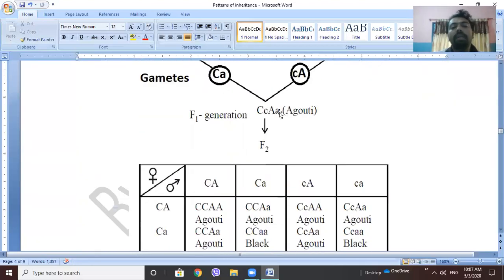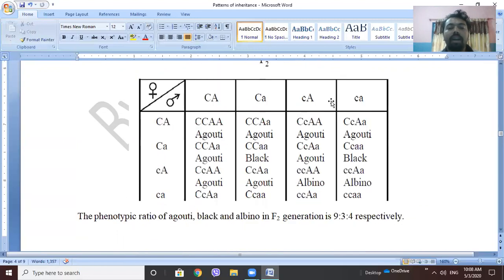In our F1 generation, all are agouti, why? Because there is one dominant allele A, and also one dominant allele C. Now in the F2 generation, we have capital C capital A, capital C small a, small c capital A, small c small a, and these gametes are written over here. Now let's become clear from this table. Let's go phenotype.